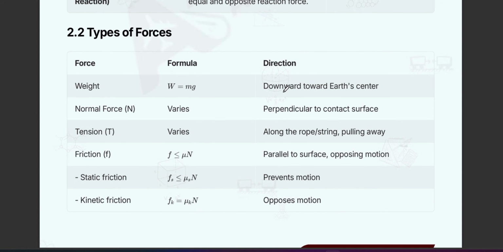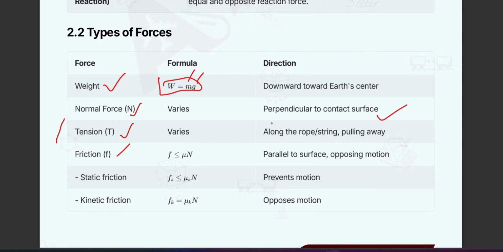So here are the types of forces. You can write weight, which is a kind of force, and here's the normal force, which is expressed by N, and here's the tension T, which is mainly a rope force, and here's friction. Friction is also of two kinds: one is static friction, another is kinetic friction. So for weight, we know the formula: W equals mg, where m is the mass and g is gravity. Normal force mainly varies, and it is perpendicular to contact surfaces, and weight is downward towards Earth's center.